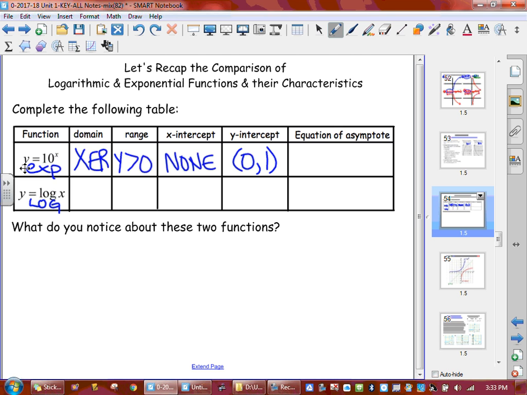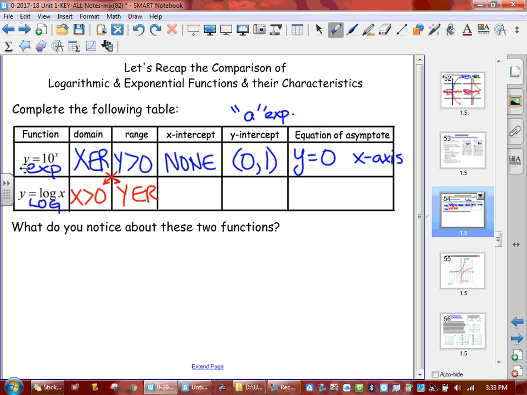The exact opposite is happening below. So, domain, we have a domain boundary. So we're going to notice that these are exact opposites. So it's going to be greater than 0, and the range is y ∈ R. Yes, we have an x-intercept. This one is always at 1, 0. The y-intercept, none, never, never. And then x equals 0 is our asymptote, and it's the y-axis. So what do we know about them? They are inverse.